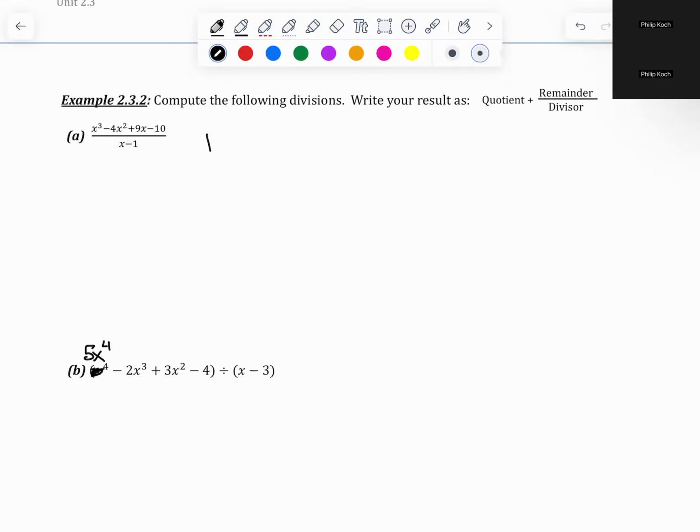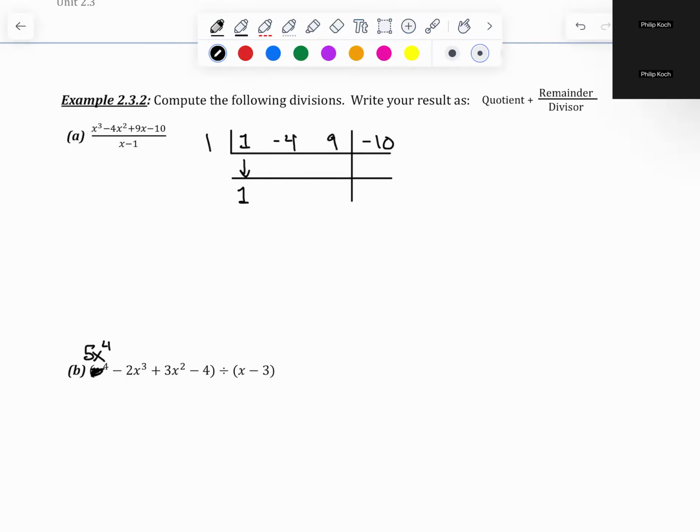So we set it up by putting 1 there, and then we put all the coefficients in this little slot. So 1x cubed minus 4x squared plus 9x minus 10. All the powers of x are present. We get that set up. Then we bring down the first column. So we bring down that 1 from the first column.